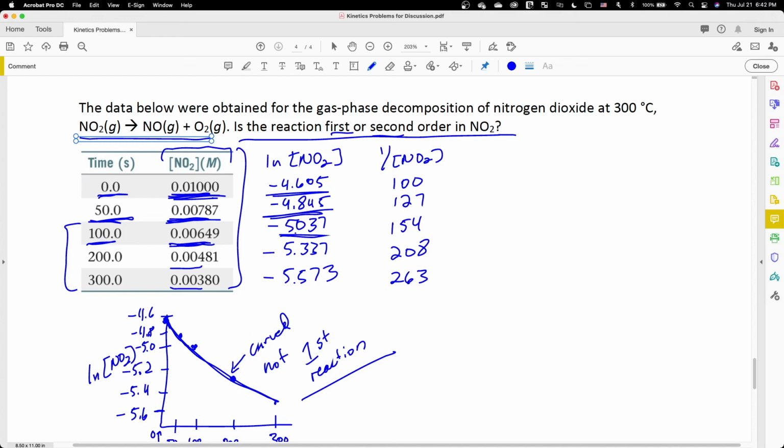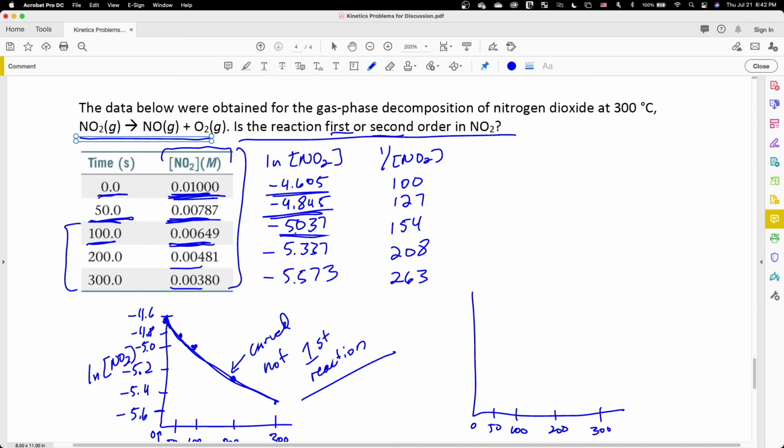What does that mean then? What I have to do now is plot the 1 over the concentration values against the time. So I'll draw another graph. It's going to be simple because I'll just do the same thing I did before. I have time 0, time 50, time 100, time 200, and then time 300. Not exactly the scale, but close enough.